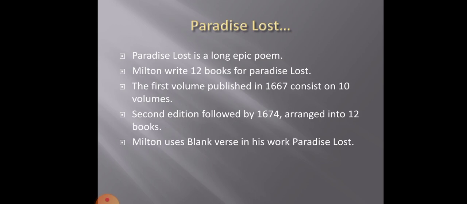So Paradise Lost is a long epic poem. Epic is basically a long narrative poem. Milton wrote 12 books for Paradise Lost. The first volume was published in 1667, which consisted of 10 books. The second volume followed in 1674, arranged into 12 books. Milton used blank verse in his Paradise Lost, and very deftly, cleverly, we can say skillfully, he handled blank verse in his Paradise Lost.